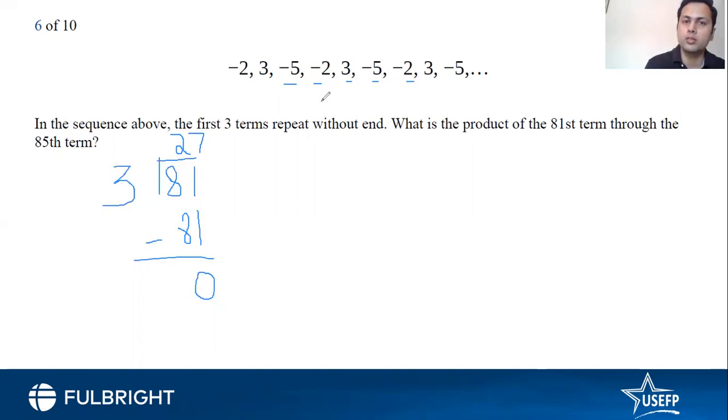The product of it is -5 into -2 is 10, 10 into 3 is 30, 30 into -5 is -150, and into -2 is 300. So the answer, or product of these, is 300.